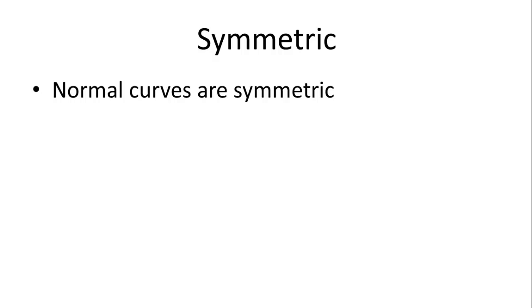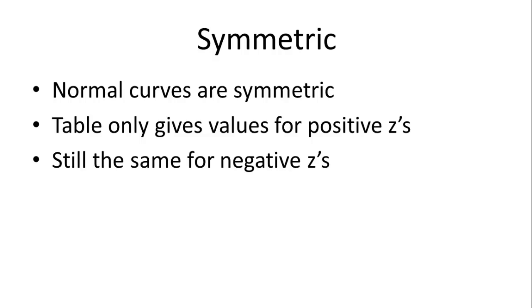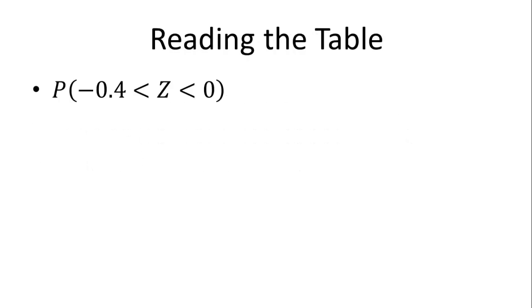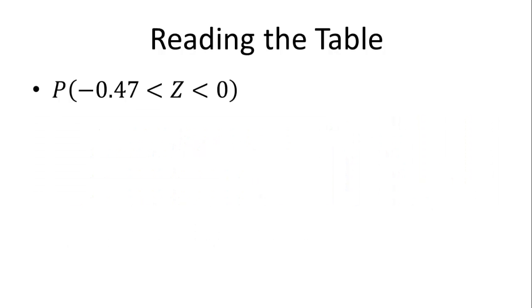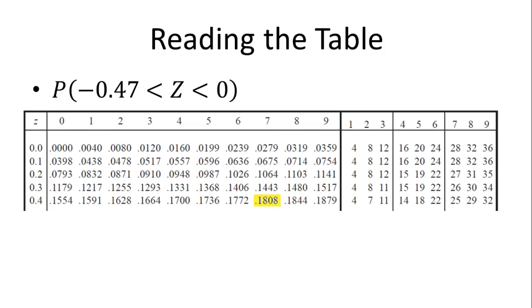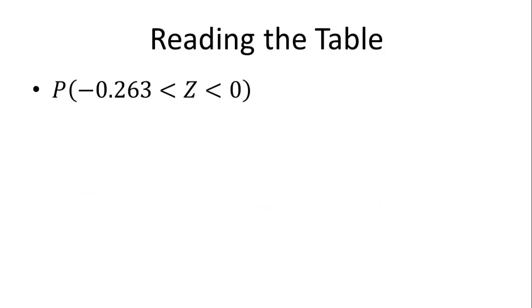Now, the distribution is symmetric, and that's something we're going to use to our advantage because the table only gives positive values. It works with positive z values. So it's symmetric, which means the negative value is the same. Here I'm not going to look up negative 0.4, I'm just going to look up 0.4. And we've already done that, it's the same as we had before, 0.1554. Same if we look up 0.47. We can't look up the negative 0.47, we just look up 0.47. We get 0.1808. Same as we had before.